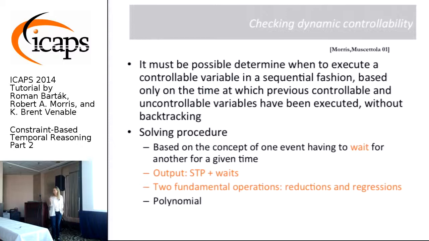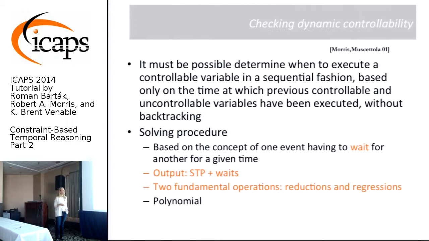Okay, so I want to talk about dynamic controllability, which is kind of the most interesting application in practice. And the idea, as I said, is to be able to execute what is under my control based on what happened in the past without ever having regrets, right? Without ever having to backtrack. And the way this is solved, and in the first paper by Vidal and Fargier, it was anticipated that it was going to be an ugly type of creature, a difficult type of problem. But then surprisingly, in 2001 at ICAPS, it was discovered that it wasn't.